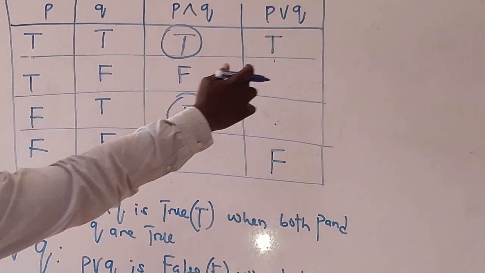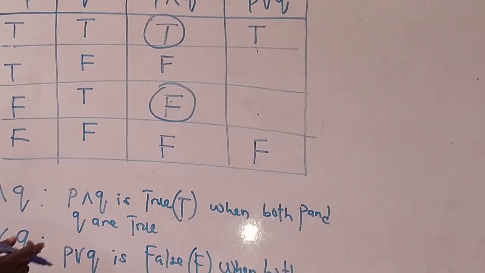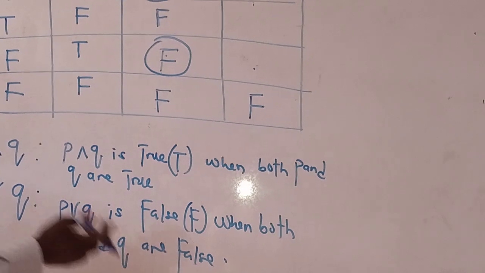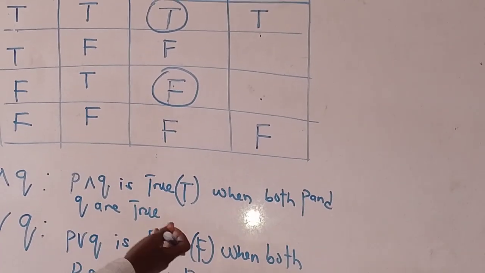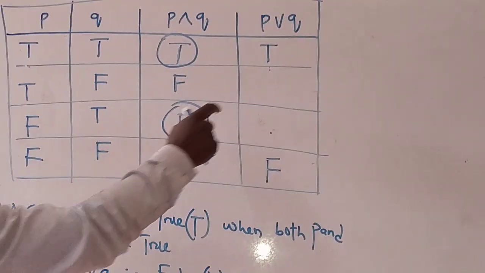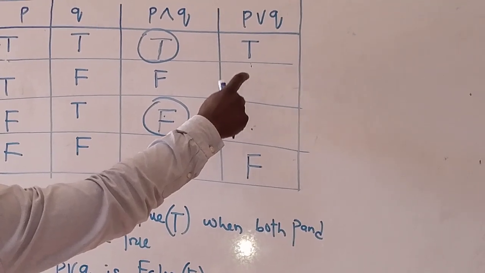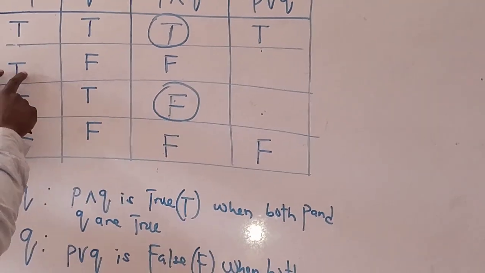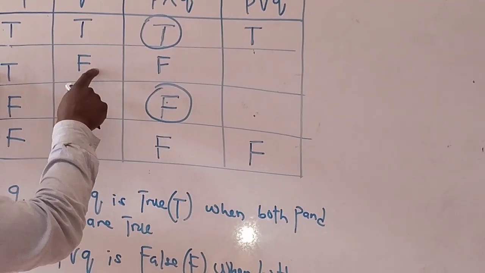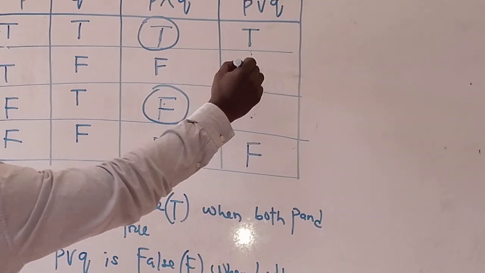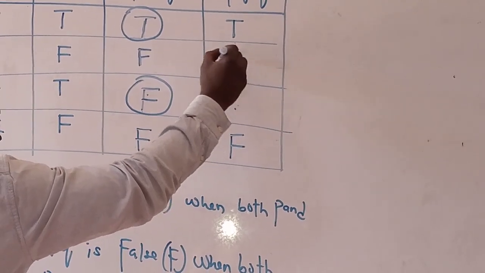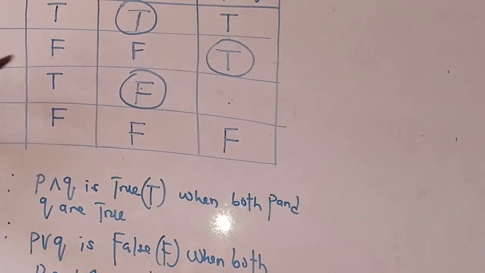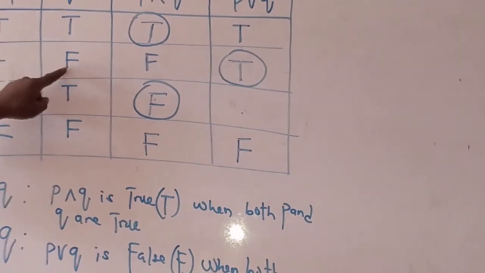Now let's move to disjunction. It says that it can only be false when both P and Q are false. It means that the only condition that can make me write false here is when I have P as false and Q as false, respectively. So my answer here will be true, because I have T here, both are not false.